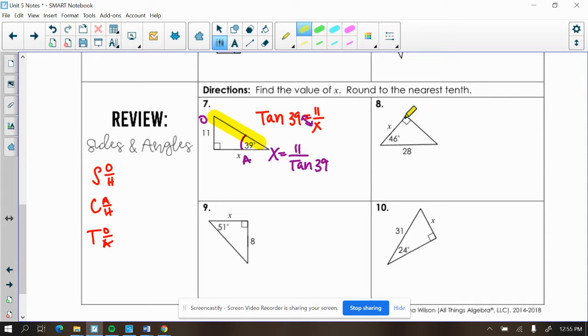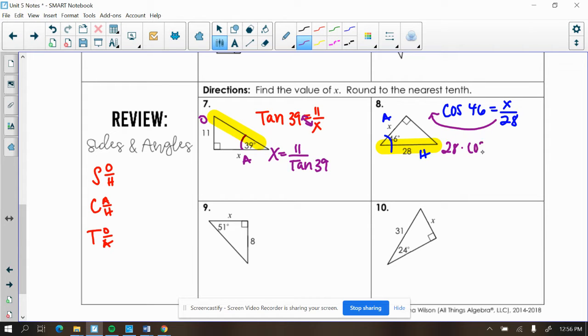So let's do number 8. Across from the right angle, my hypotenuse is 28. So here I am given the hypotenuse and the adjacent side, right? Here's my angle. Adjacent and hypotenuse is cosine. So cosine of 46 equals x over 28. We then move that 28 to the other side. 28 times cosine of 46 equals x.